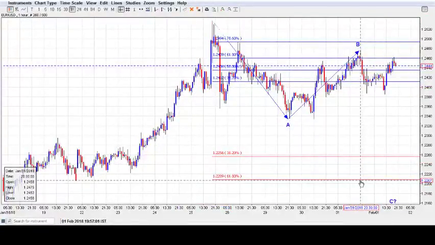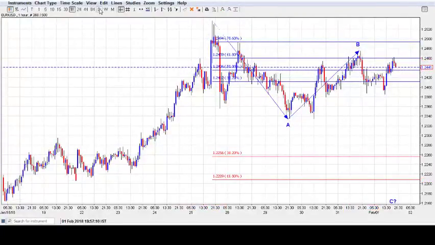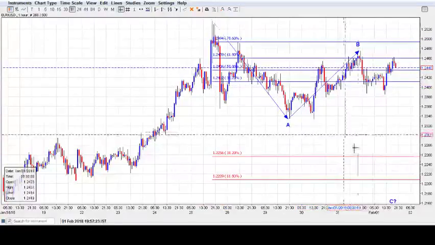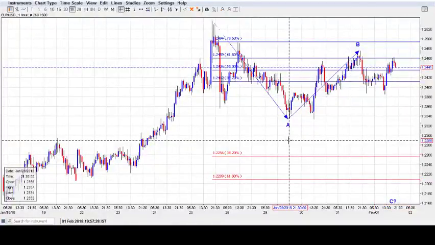All right, 1.2209. Now what you'd like to do is compare everything. You might want to shuffle your dailies and 4 hour. If you remember, the 38.2% or the wave 4 termination point was around the 1.2220 mark. That is falling in line with, I mean, this is not required, but if it is, then it makes a lot of sense.